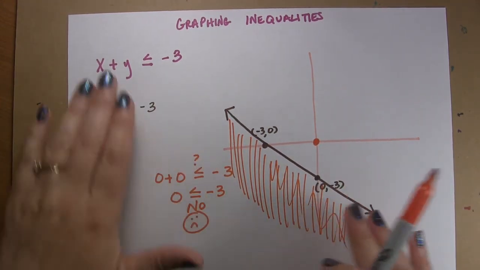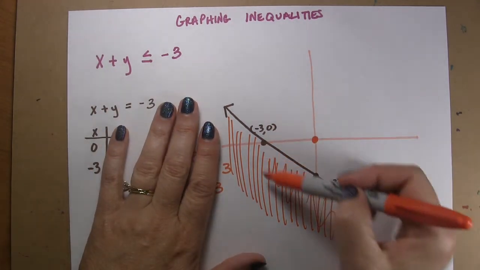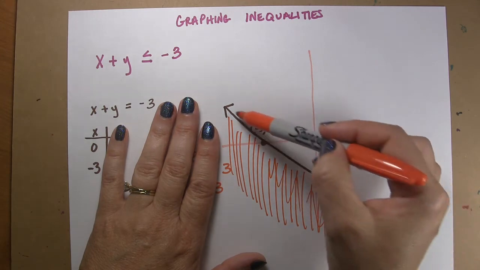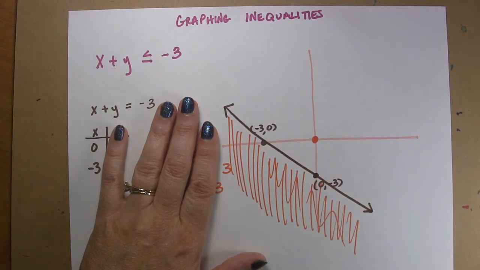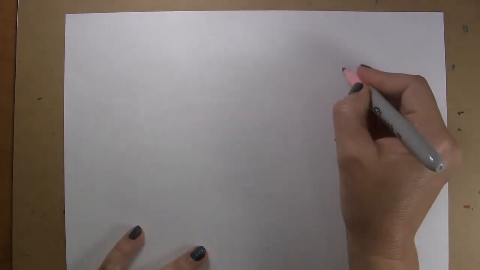So the graph of this equation is this right here. And it's everything below this brown line forever and ever and all eternity. Okay, let's do another one. Because I think it's kind of hard when you're putting it into words. Sometimes it's easier just to do it.